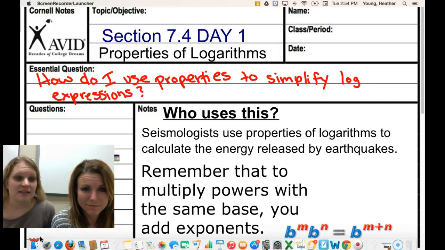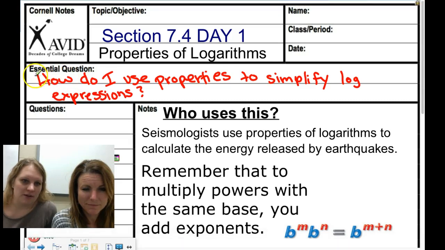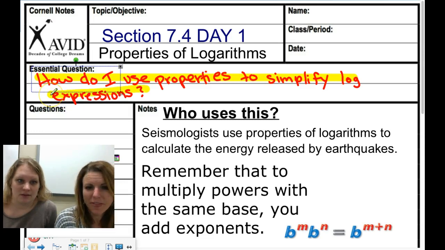All right, so today is part one of a 2-day lesson. So our essential question is, how do I use properties to simplify log expressions? Thank you, log expressions.